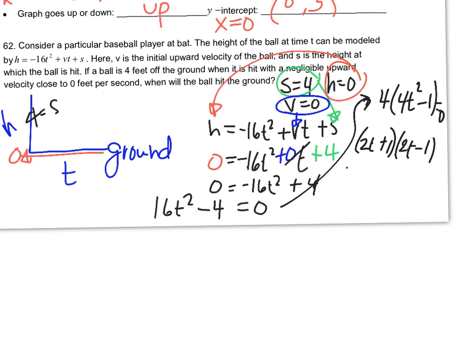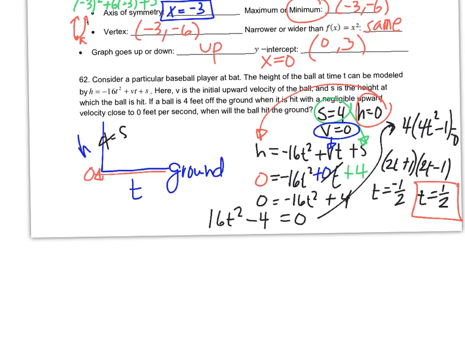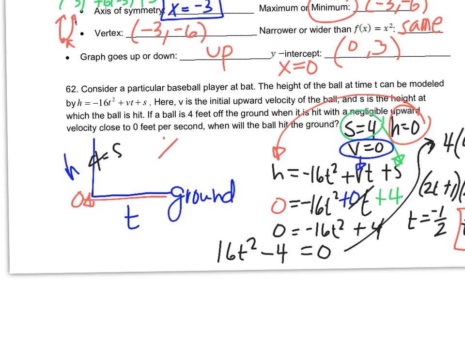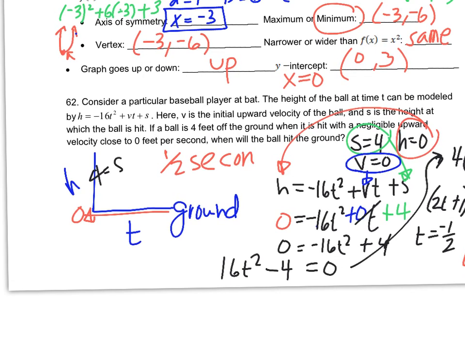If I solve, t is equal to negative 1/2, which I don't care for because it's negative, and t equals 1/2. So the answer here is that it's going to take 1/2 a second to hit the ground. So it takes 1/2 a second to hit the ground.